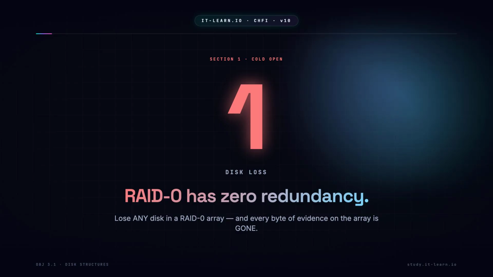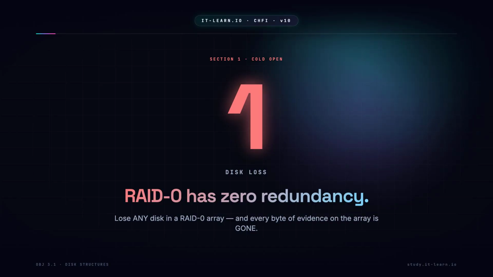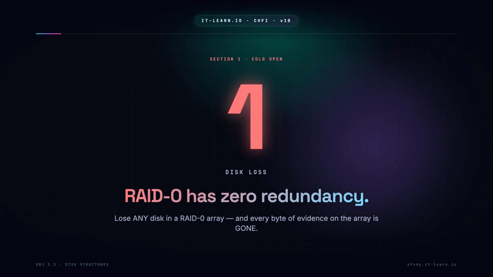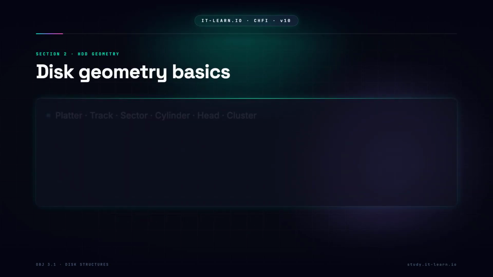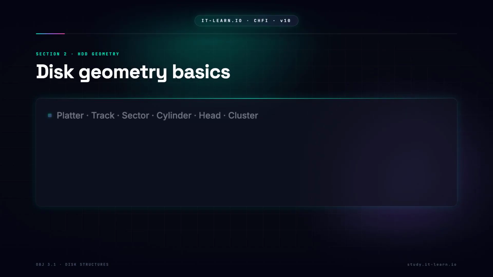You need to know what is under the file system: disk geometry, partition tables, RAID, slack space, hidden areas. Get this wrong and you image the wrong sectors, or miss the evidence sitting in plain sight. Start at the metal. HDD geometry: platter, a circular magnetic disk.